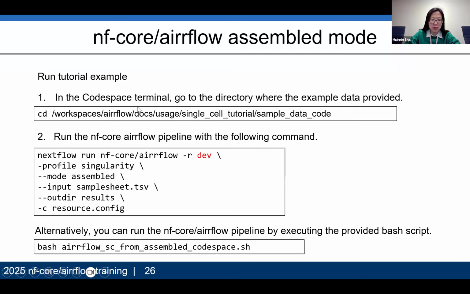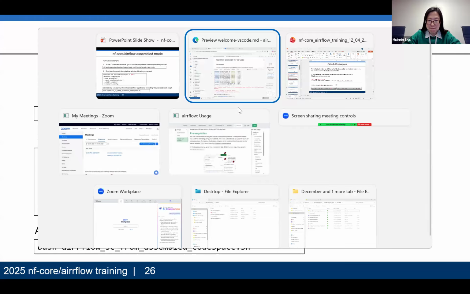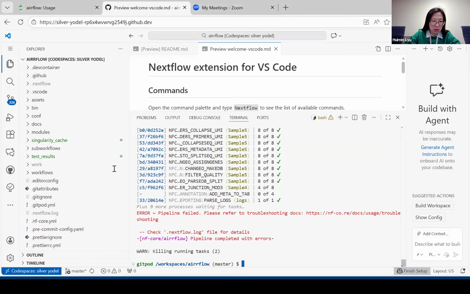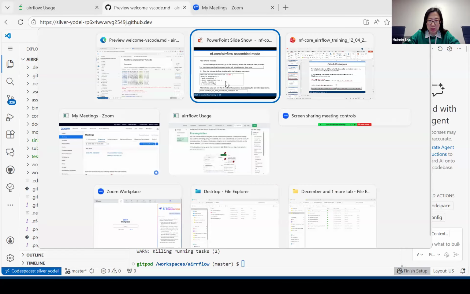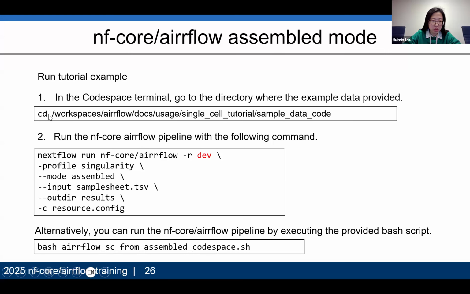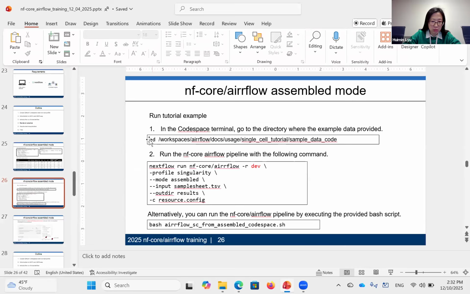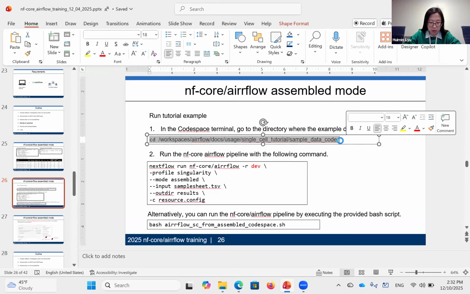And in the Codespaces terminal, you need to go to the directory where the example data is provided. Yeah, we provided the example data, but you need to go to this page, go to this directory. Let's go there and run this pipeline. Okay, let me see, directory. Okay, it's here.